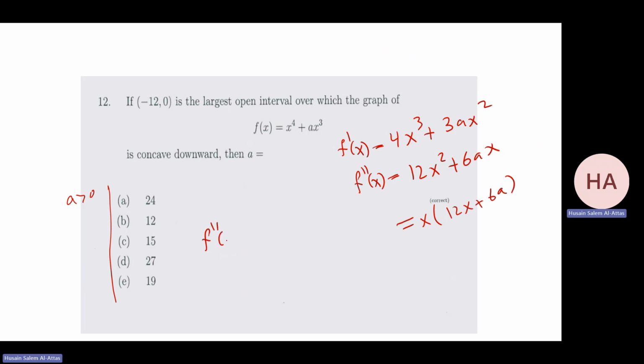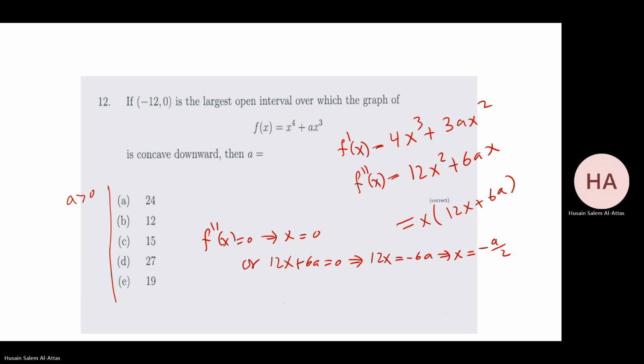Okay, f double prime equal to 0. So I have x equal to 0 or 12x plus 6a equal to 0, which means 12x equal minus 6a. It means x equal minus a over 2. Now they know this is less than 0. Why? Since a is positive from these answers. So it means I put the numbers. This is minus a over 2, and this is 0.